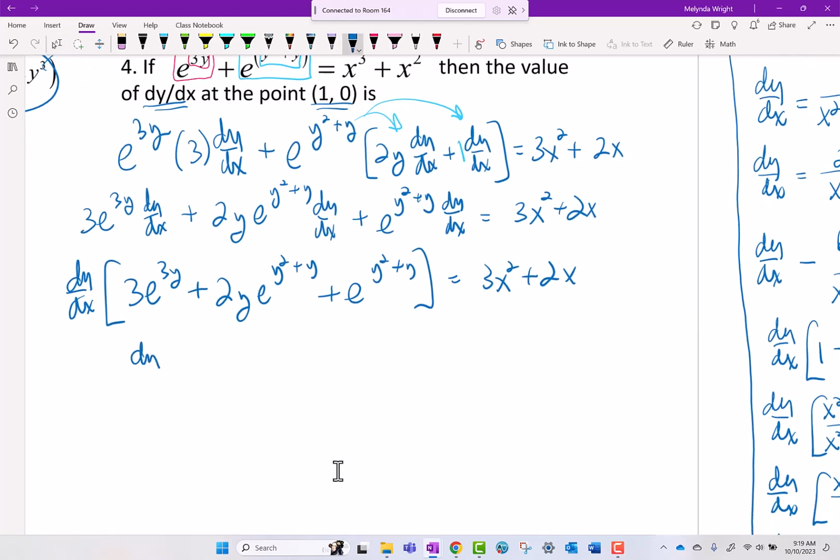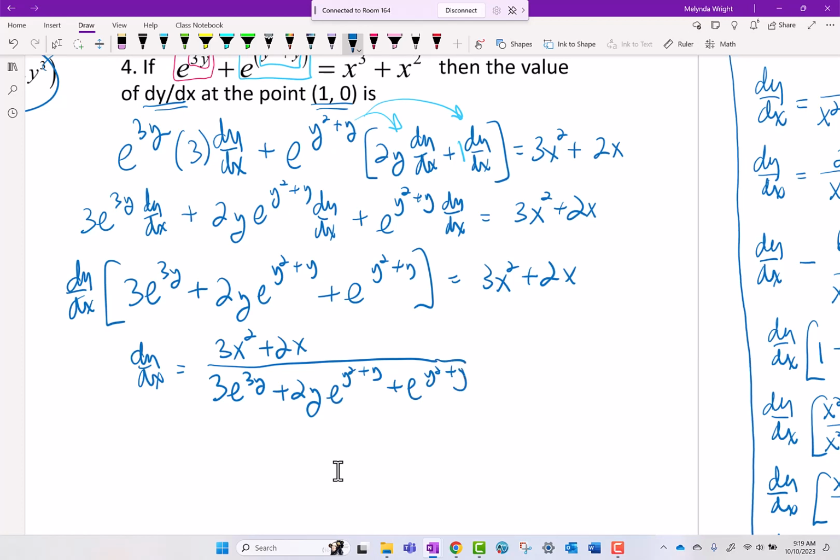So dy/dx is 3x² + 2x all over 3e^(3y) + 2y e^(y²+y) + e^(y²+y). Phew. Okay. So I want to pause here for just a second. Is everybody okay with that derivative? It's a crazy looking derivative, but that's what it is.